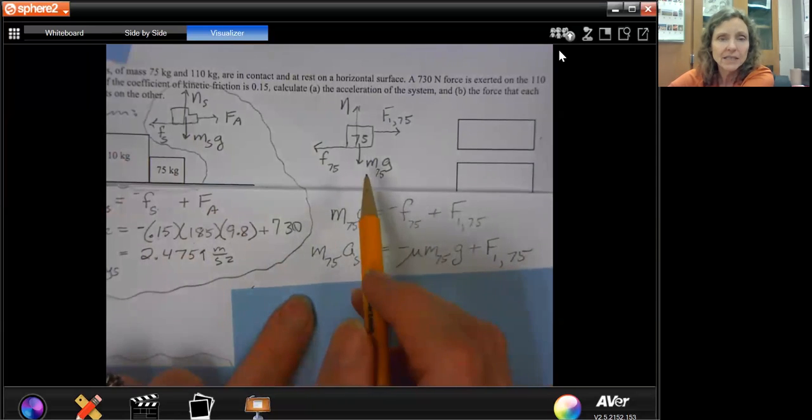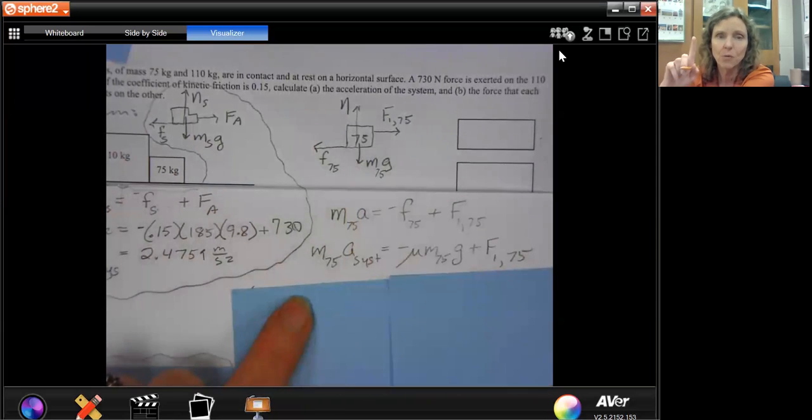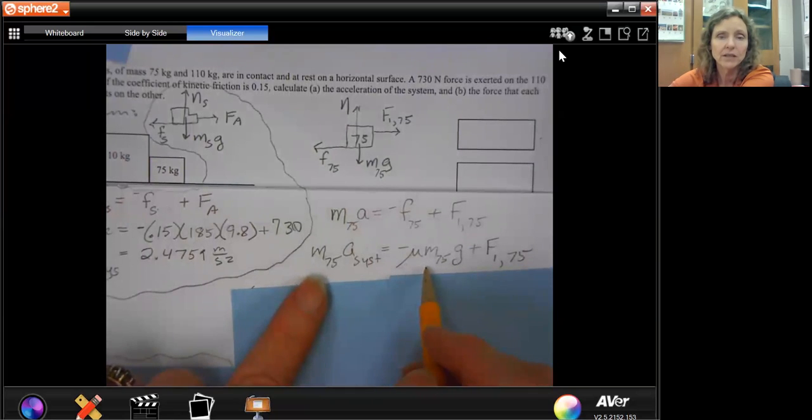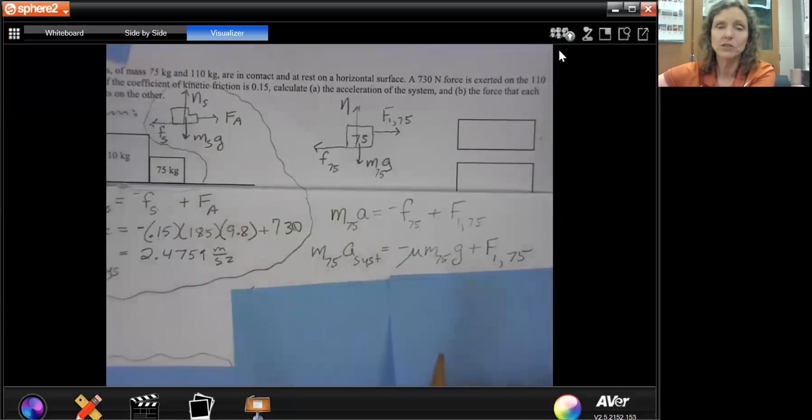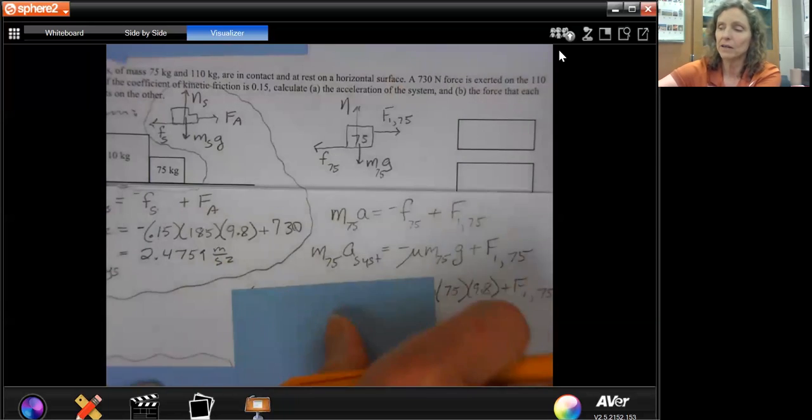We make a free body diagram and call it free because it has just that one object in it. And so all of our calculations are just based on that one object. And then this is a contact force that I'm hoping to find, the force of 1 pushing on block 75.